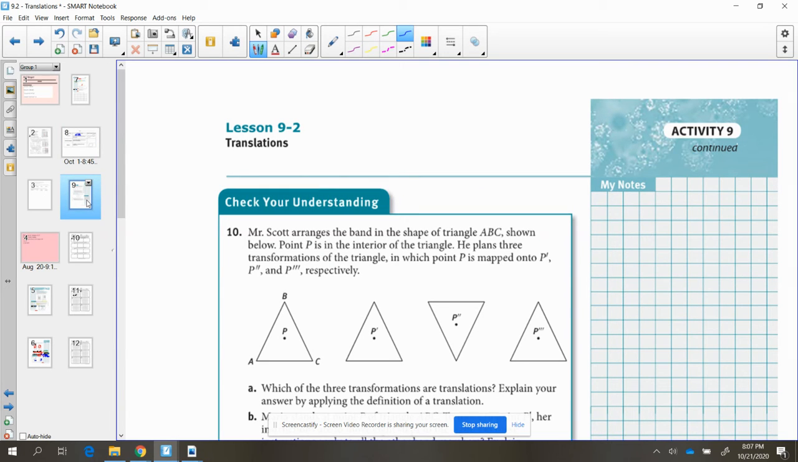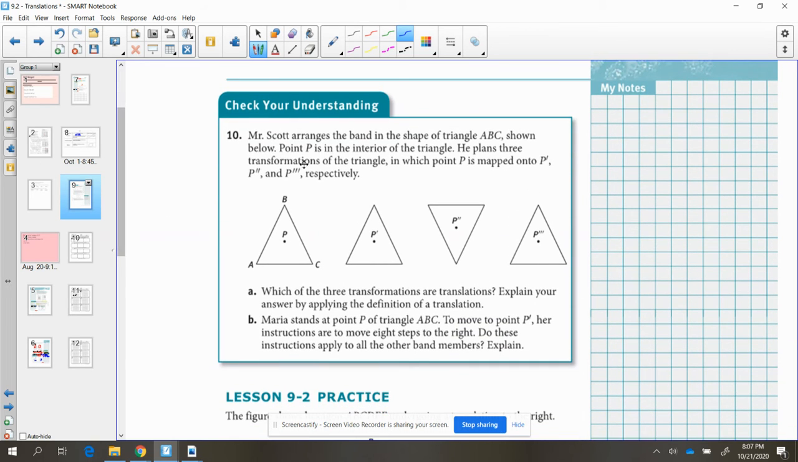All right, last but not least, we have question number 10 here that I want to talk about. And this first part says here that Mr. Scott arranges the band in the shape of a triangle, this original picture here, the pre-image of ABC. And point P is on the interior of the triangle, and he plans the transformations of the triangle at which P is mapped to P prime, P double prime, and P triple prime. Those apostrophes are what we call prime. So P prime, P double prime, P triple prime, because there's 3.